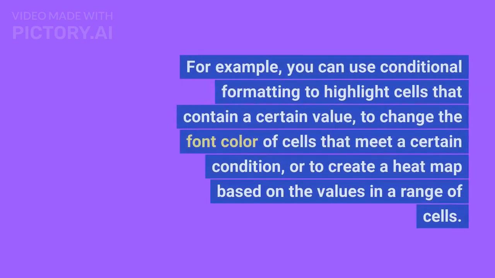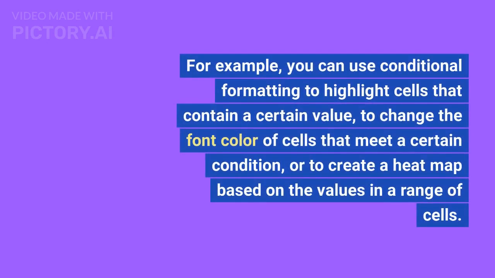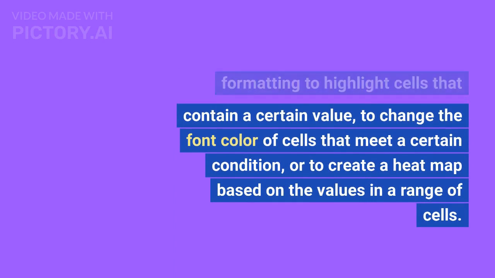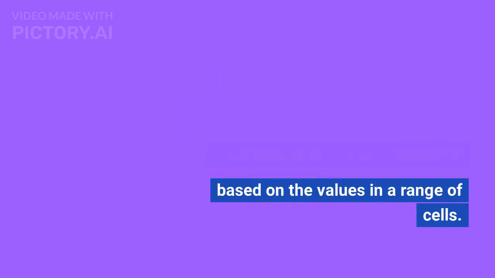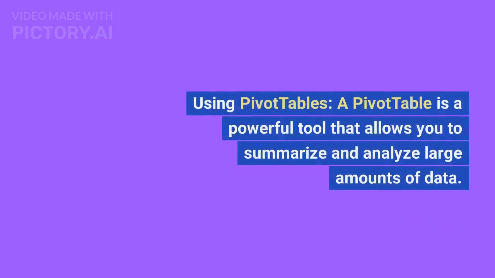Conditional formatting. This feature allows you to format cells based on their values or the values in other cells. For example, you can use conditional formatting to highlight cells that contain a certain value, to change the font color of cells that meet a certain condition, or to create a heat map based on the values in a range of cells.